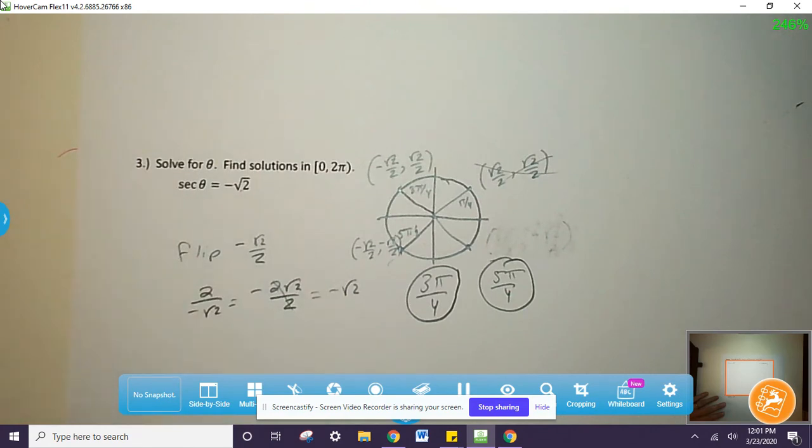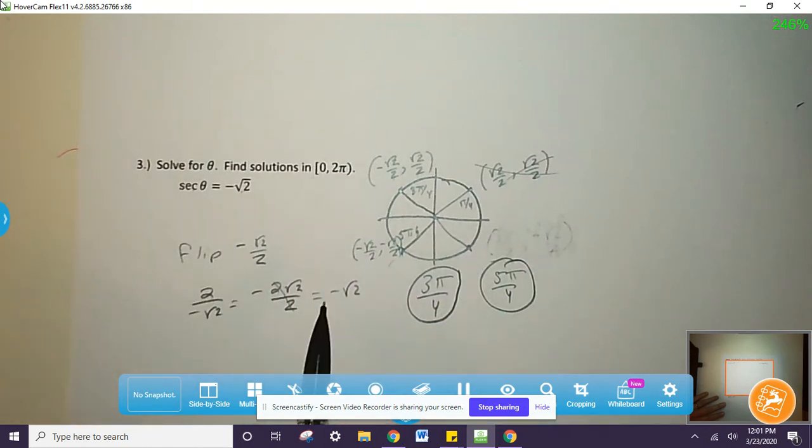And just to note, this is not the only way to go about solving this equation, and you certainly don't have to show this work. If you can do that in your head, that's fine at this point. But this is just one way to go about it.